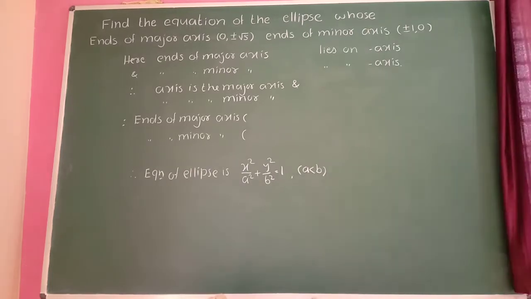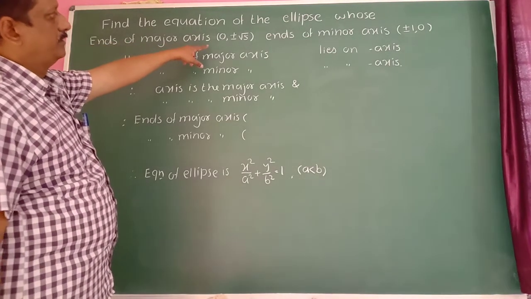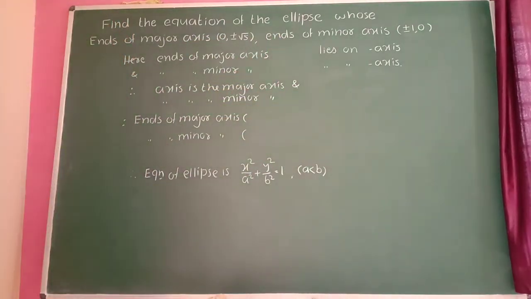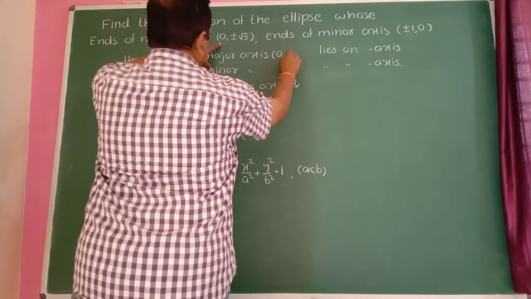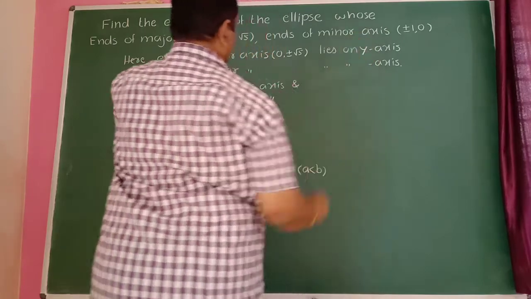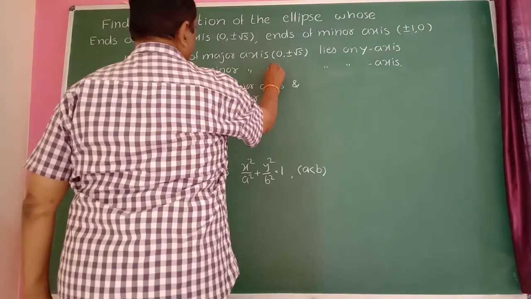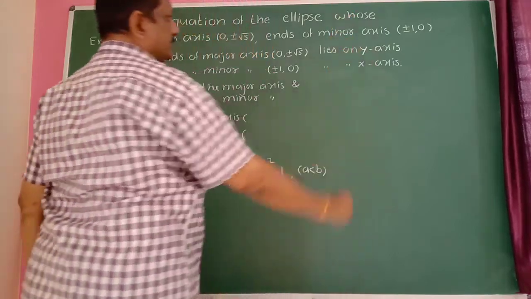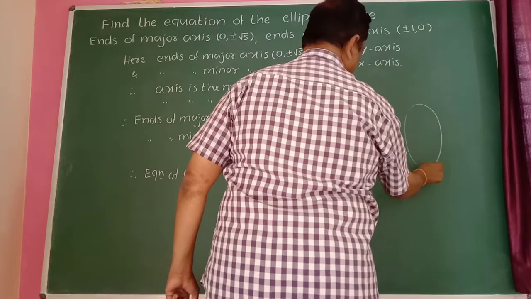So in this example here, ends of the major axis are 0 plus or minus root 5, ends of the minor axis are plus or minus 1 comma 0. Therefore ends of the major axis, 0 plus or minus root 5, lie on the y axis here because the x coordinate is 0. Ends of the minor axis, plus or minus 1 comma 0, lie on the x axis here.